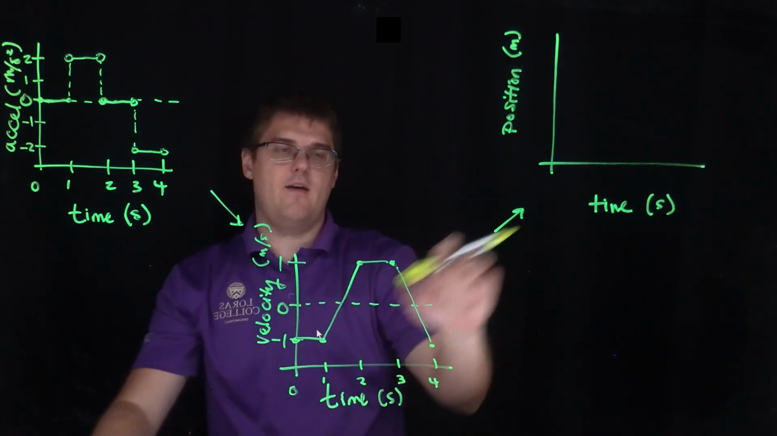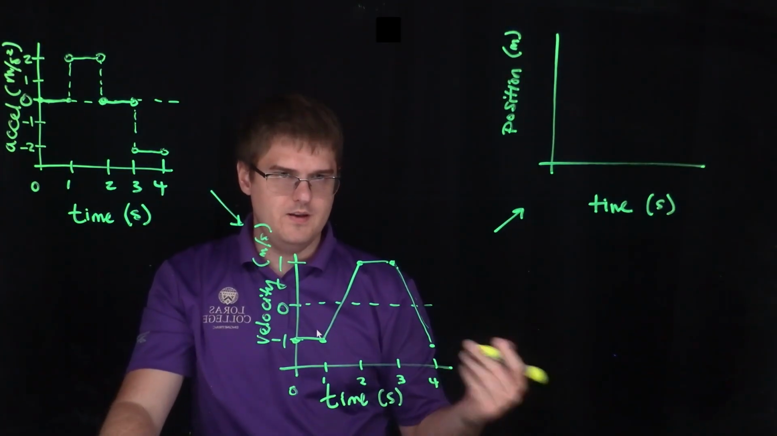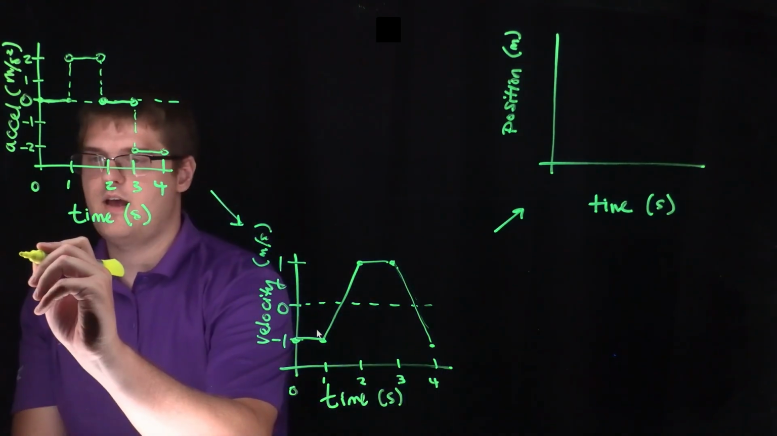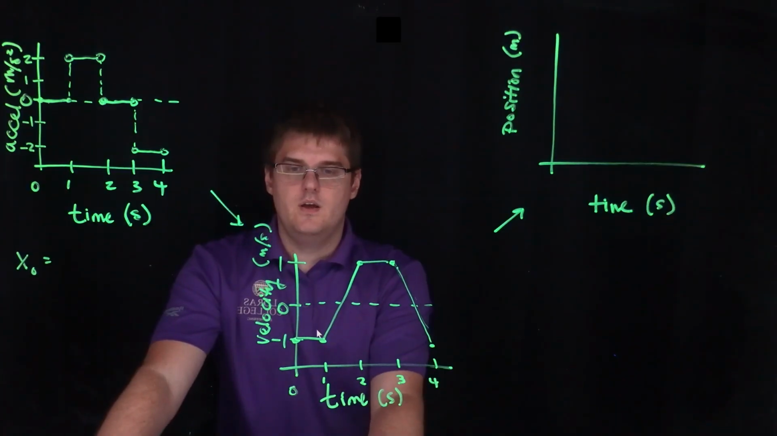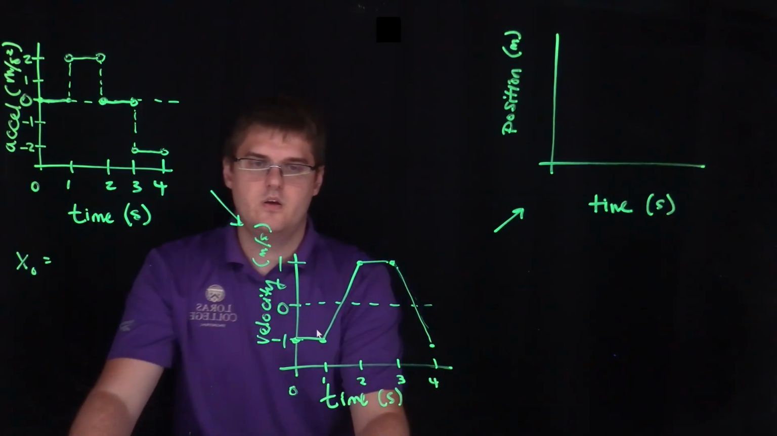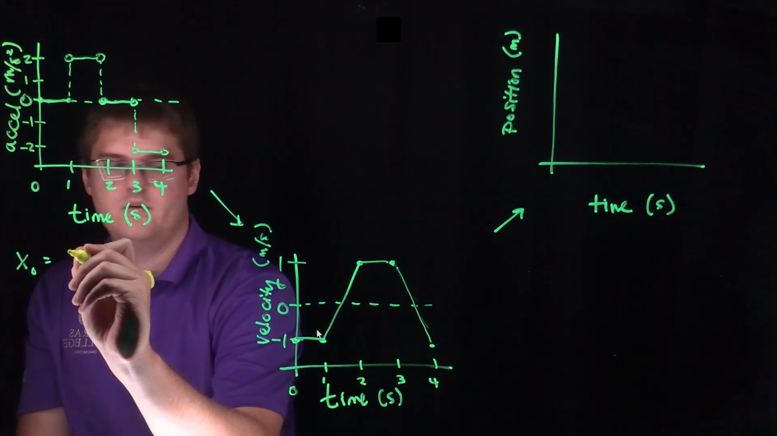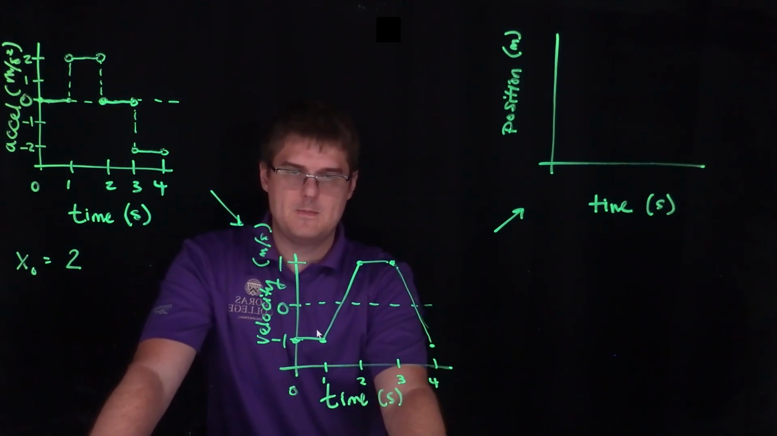However, we now have the step velocity to position, and once again, we need something before we can start this. So we will say that at time 0, my position is 2. Yeah, we'll call it 2. Our position is 2 meters.